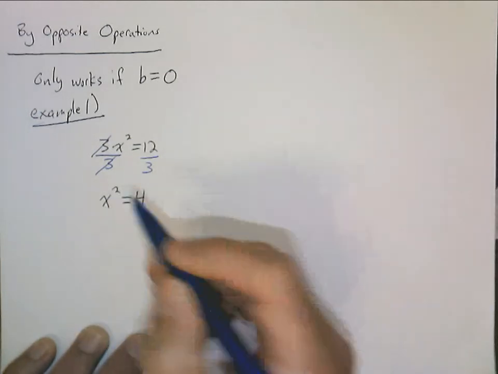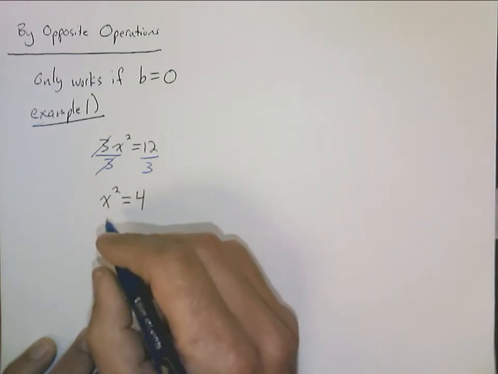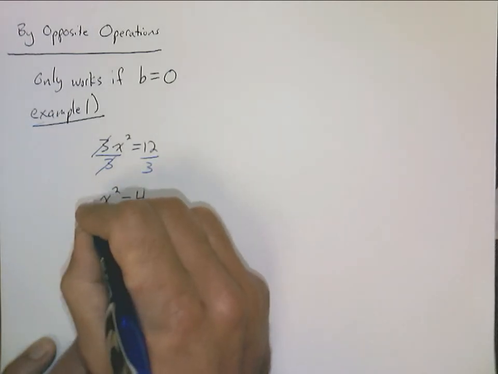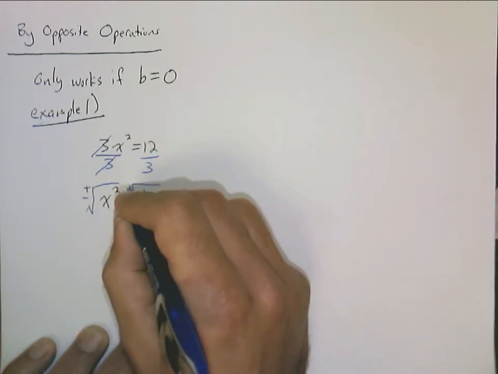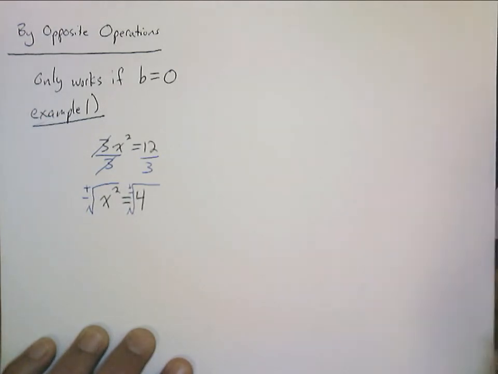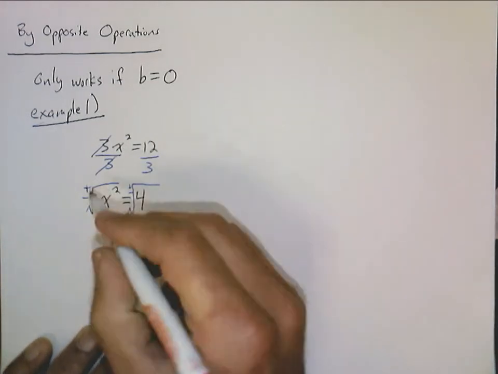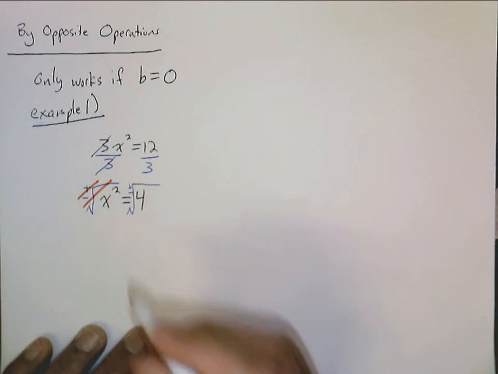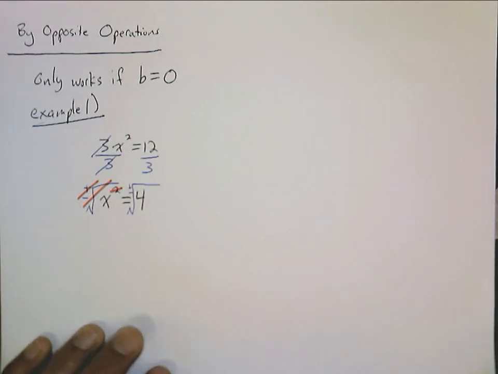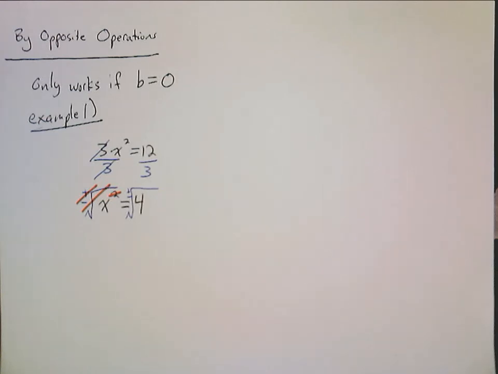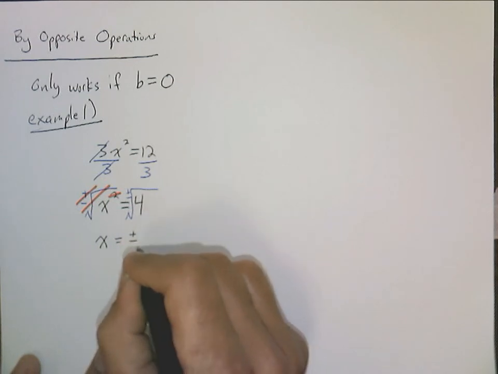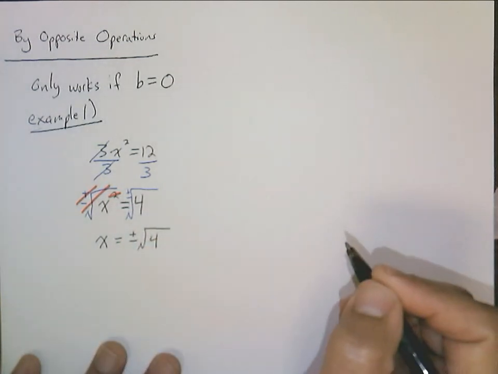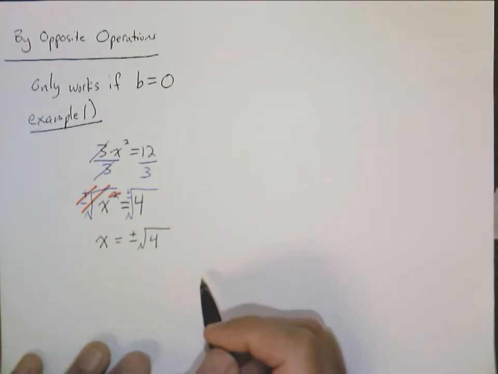Then we need to undo squaring. And if you recall from a couple videos ago, the way to undo squaring is to take the square root of both sides. But not just the square root, we need to take the positive and the negative versions of the square root. And when we do that, the plus or minus square root will cancel with this squaring. And therefore we are left with simply an x on the left-hand side, and then the positive and the negative square root of 4 on the right-hand side. But of course we know what the square root of 4 is.